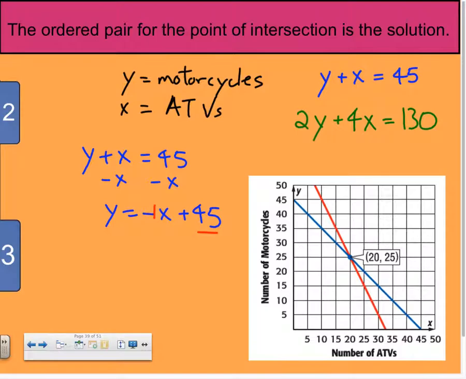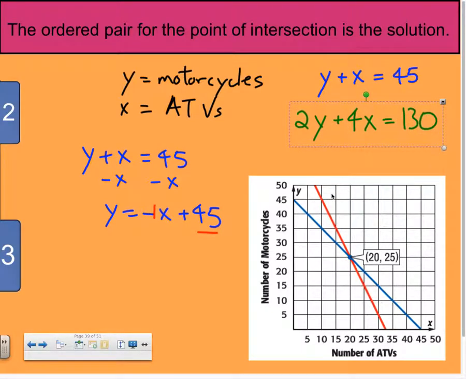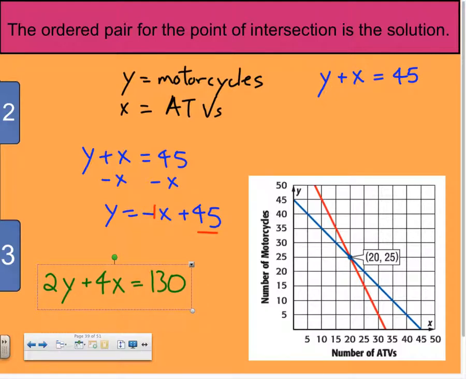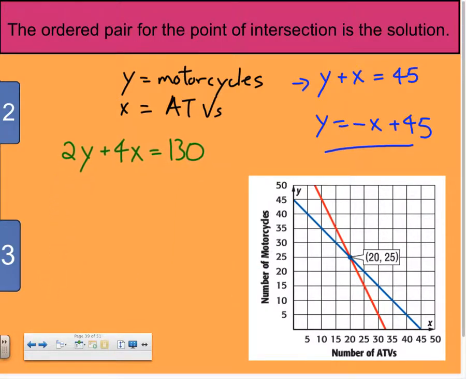Now we want to do the same thing for the next equation, 2y plus 4x equals 130. Now that's going to be a little bit more complicated. Okay, so I'm going to move that over here, and we're going to do this one. And let me take the solution that we came up with and put that over here. So here's our original equation, and here it is in slope-intercept form. Okay, now let's do the same thing over here. I've got my equation not in slope-intercept form. I want to get y by itself. So let's start off by subtracting 4x from both sides.